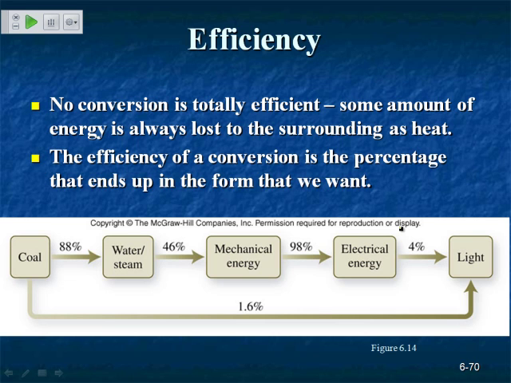So that is the step-by-step efficiency, as you can see, but the overall efficiency when you compare coal to the light, it's only 1.6%.